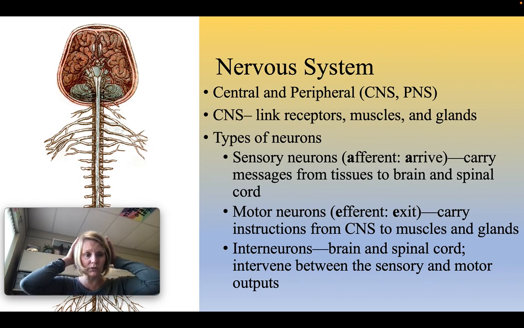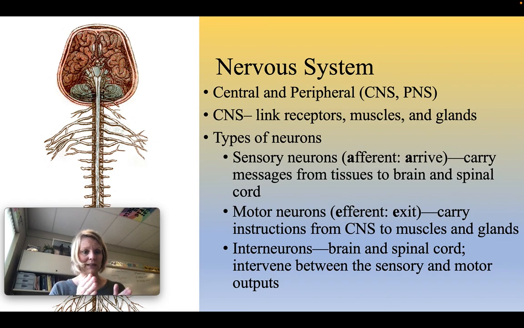Our central nervous system is literally the brain and the spinal cord. You can see this graphic here. It's the brain and the part that goes down the middle of the body, the brain and the spinal cord. That is the central nervous system. It links all these things like receptors, muscles, and glands.